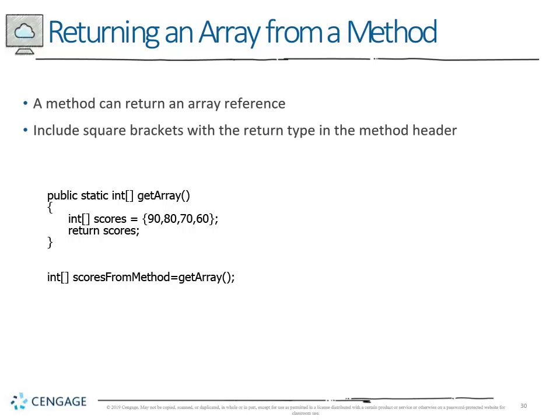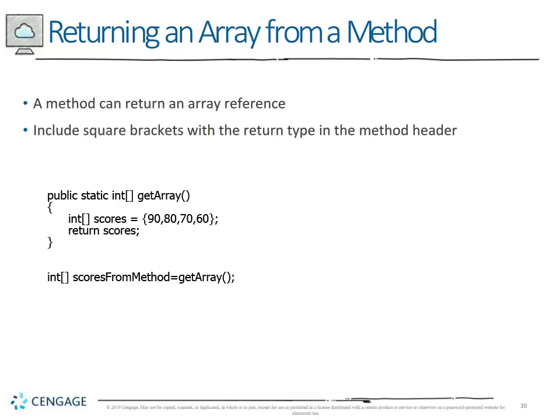In this example, we have a public static int[] getArray. So it tells us the return type will be an integer array. And inside, we have an integer array score, and we initialize some values, and we return the score. So just return the array name.